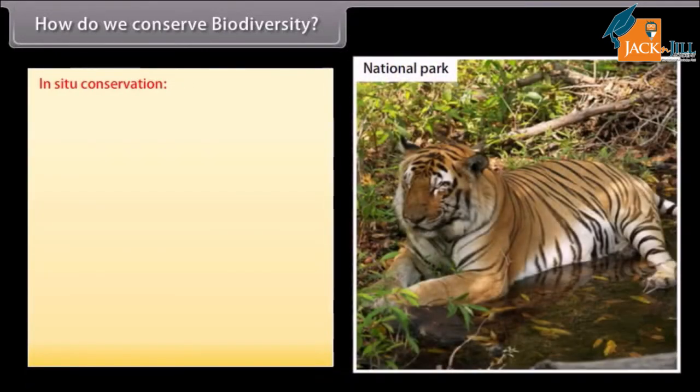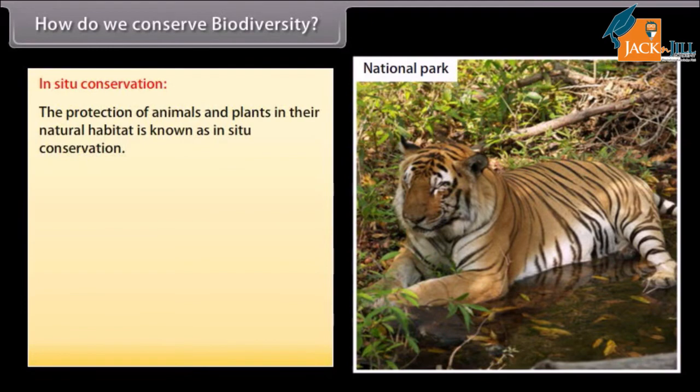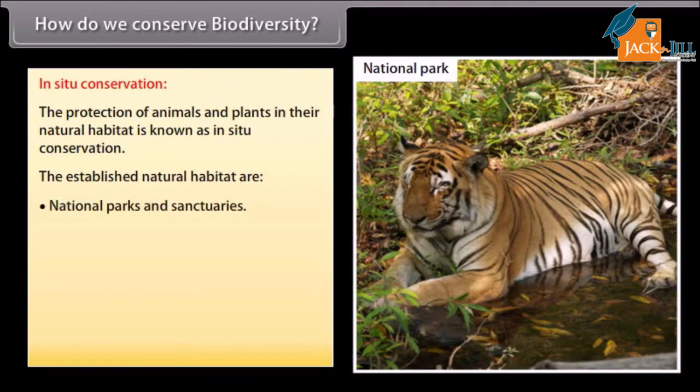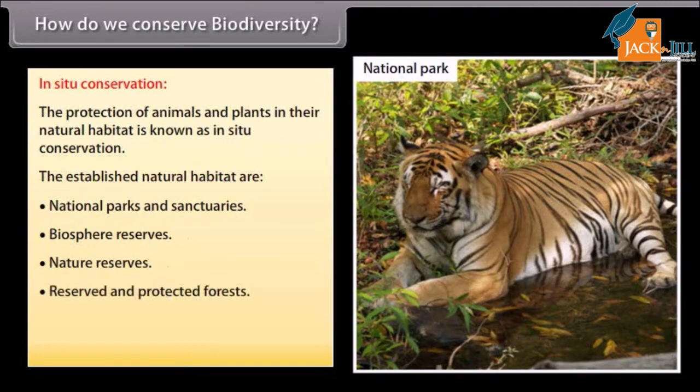In situ conservation. The protection of animals and plants in their natural habitat is known as in situ conservation. The established natural habitats are national parks and sanctuaries, biosphere reserves, nature reserves, reserved and protected forests, preservation plots, and reserved forests.